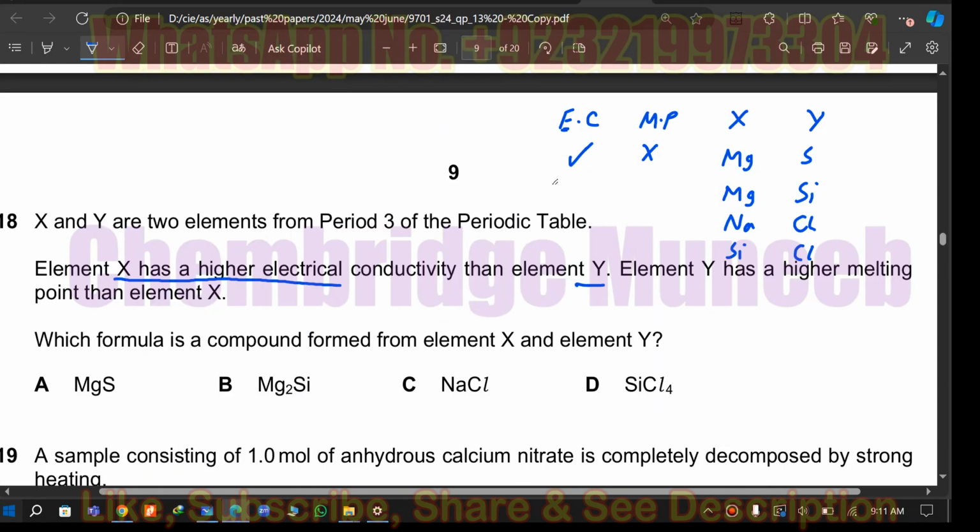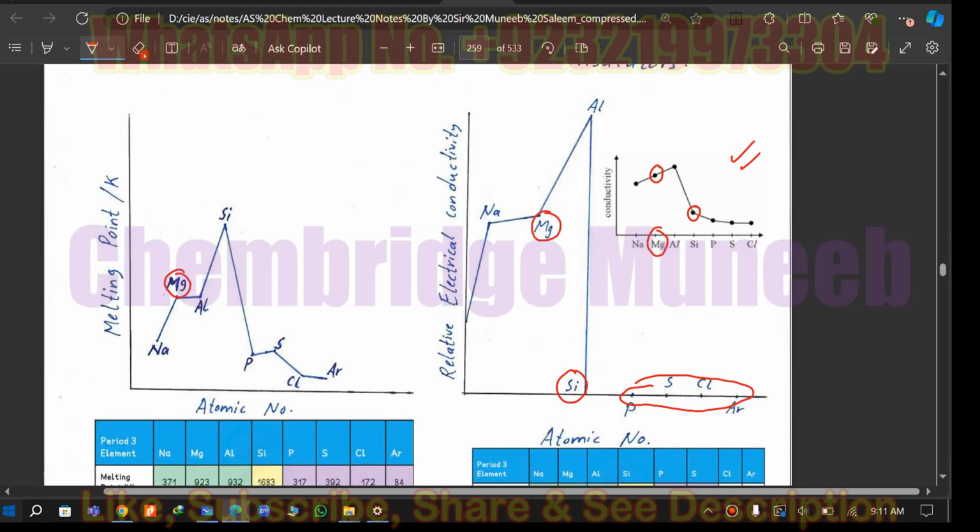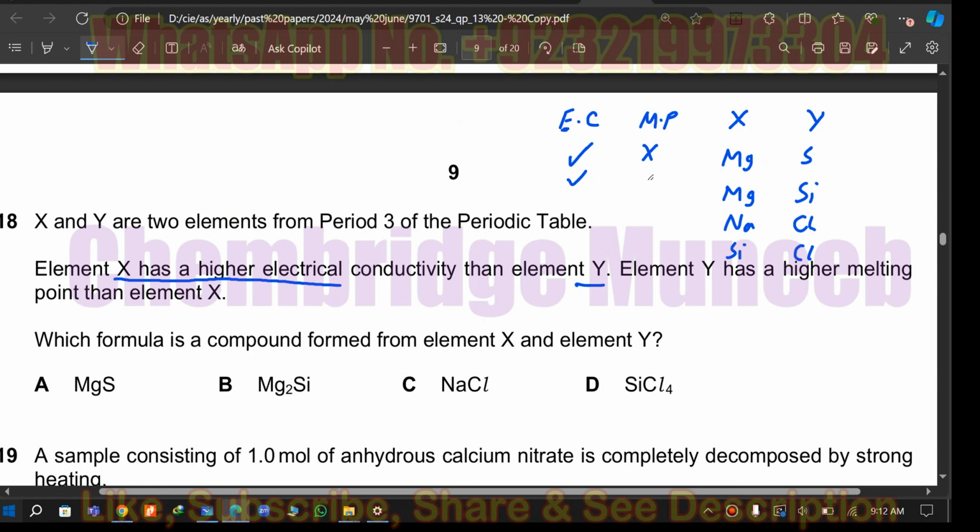So in the first case, when it said that according to the first relation X must have higher electrical conductivity, it becomes correct. Then about the second option, we say that Y should have higher melting point. So let's check the first graph. According to the first graph, silicon versus magnesium, we can see that silicon has a higher melting point than the magnesium. So the second option becomes the correct one. This is correct because silicon does have a higher melting point than the magnesium.